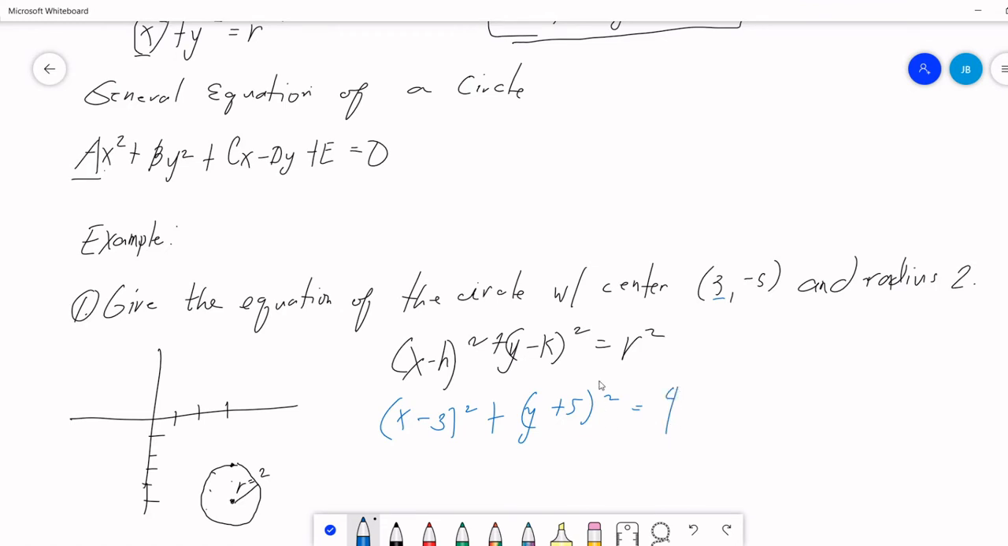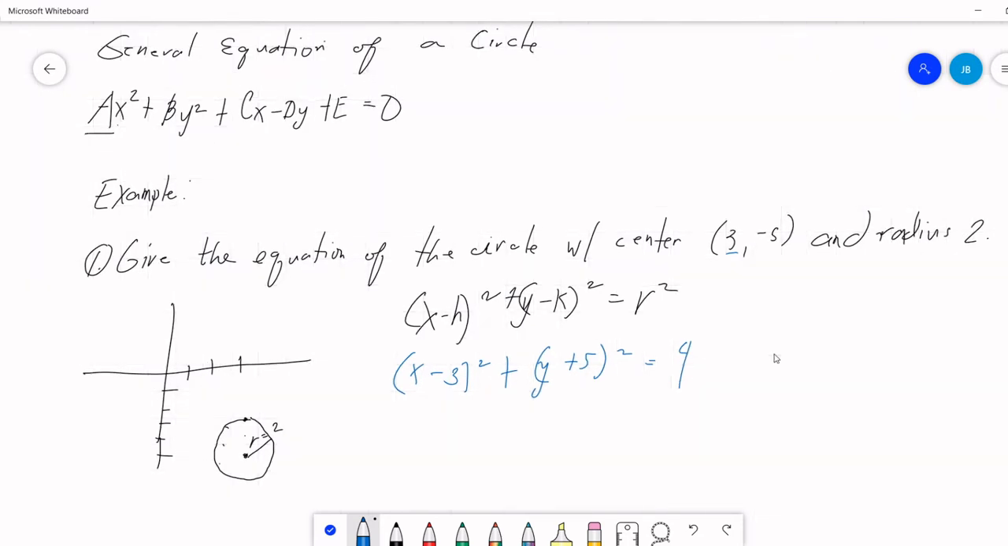Okay, so you can actually expand it to find the general equation. To be uniform, if it is not stated which kind of equation, you just write it in general equation. Alright? So, that would be x squared minus 6x plus 9 plus y squared plus 10y plus 25 is equal to 4. We are going to simplify that one. So it becomes x squared plus y squared minus 6x plus 10y.